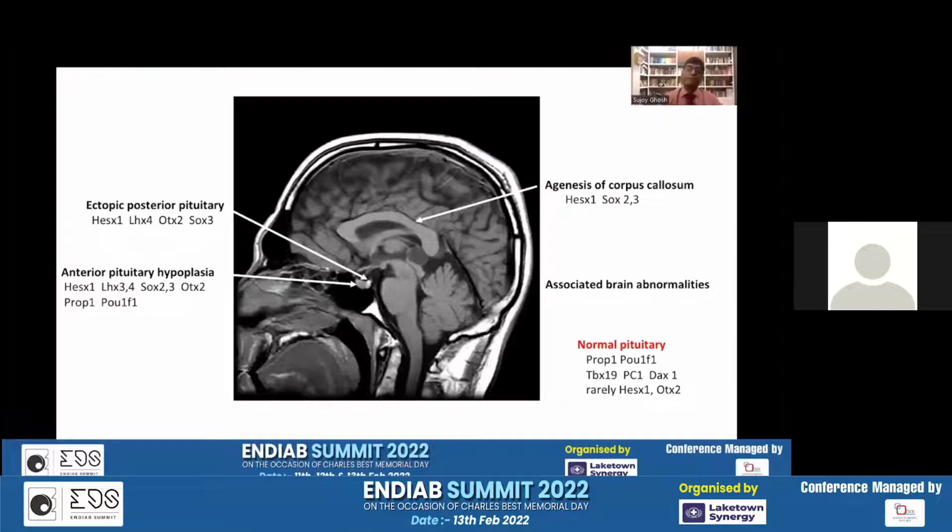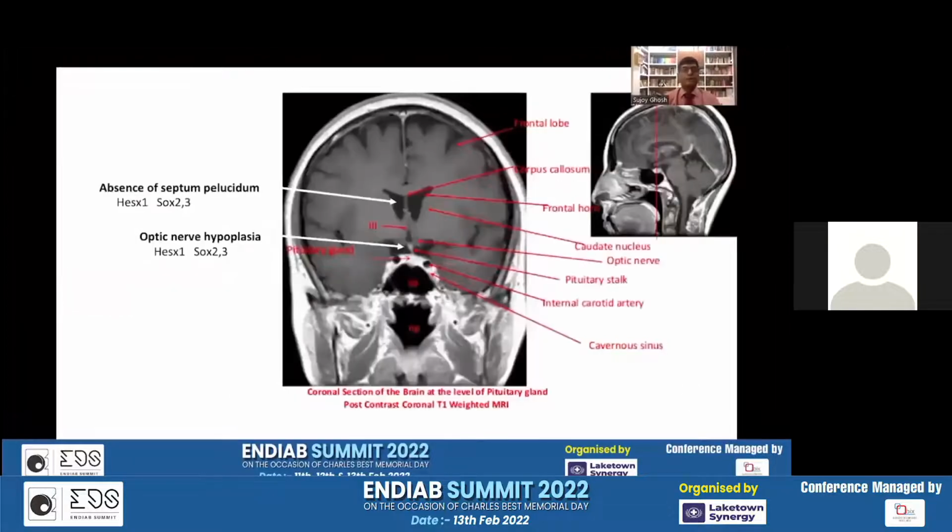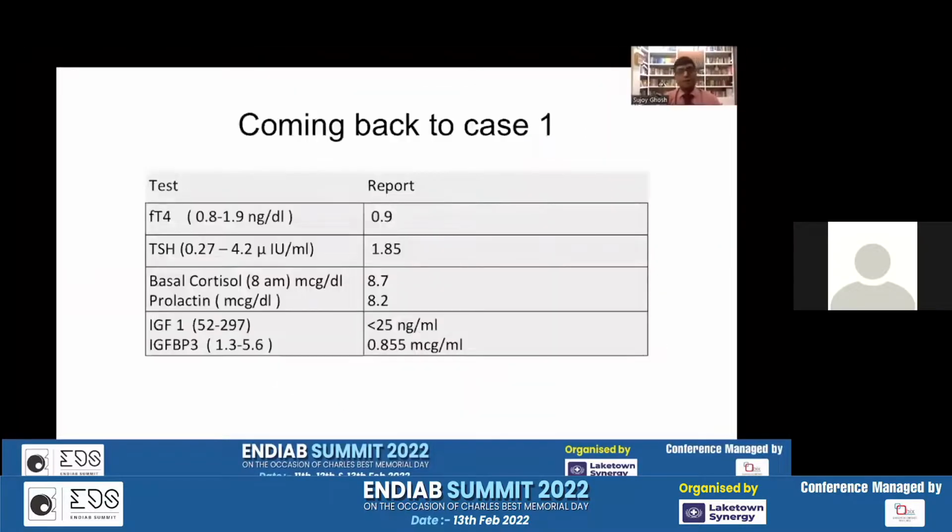There might be certain other associated brain abnormalities that you should be trained to look at. For example, you can see there might be absence of the septum pellucidum, or absence of the optic nerve or optic nerve hypoplasia. So these are things that you've got to look at in an MRI when you see someone with hypopituitarism.